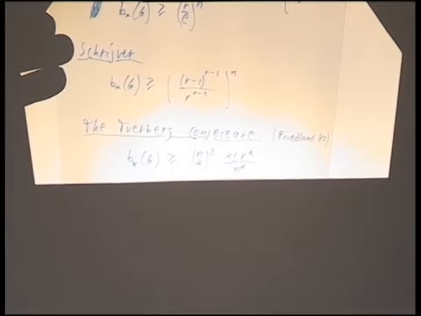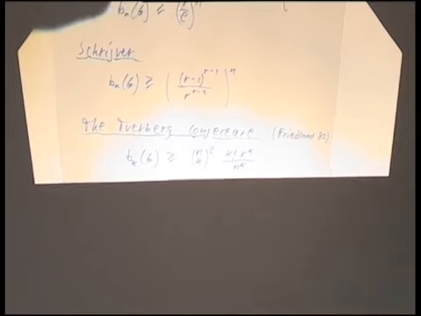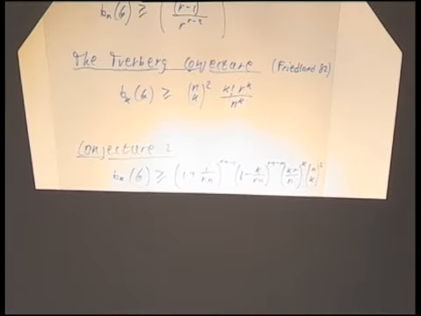And when you're not on perfect matchings, we have something which was known as the Tverberg conjecture, which says that the number of k-edge matchings is greater than this expression. And that was proven by Friedland in '82. And we have two conjectures here. First, that in general b_k should be greater than this.